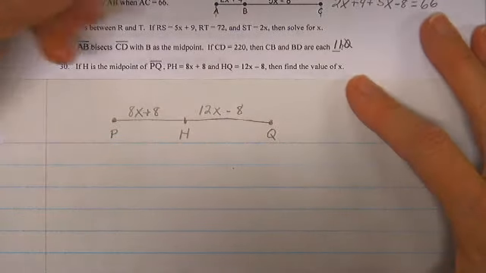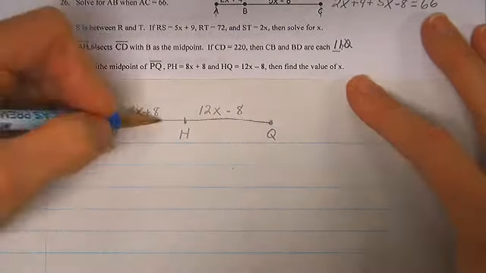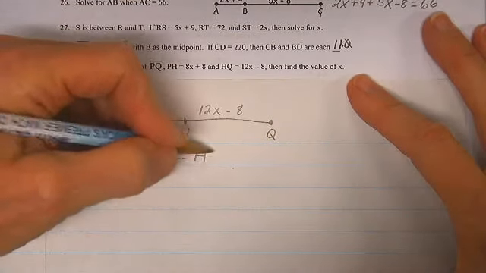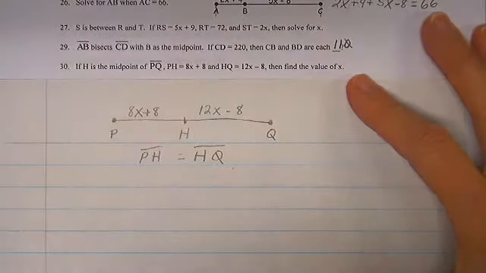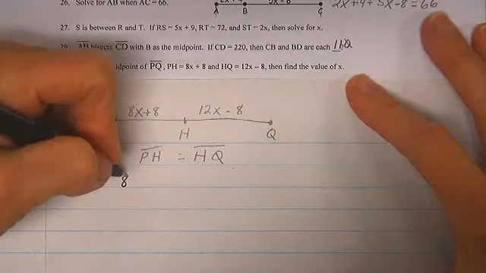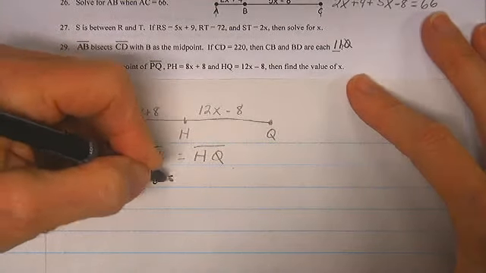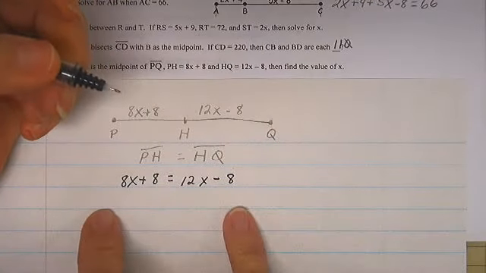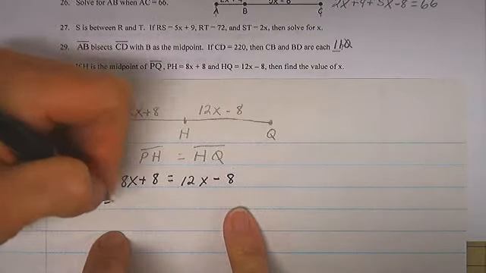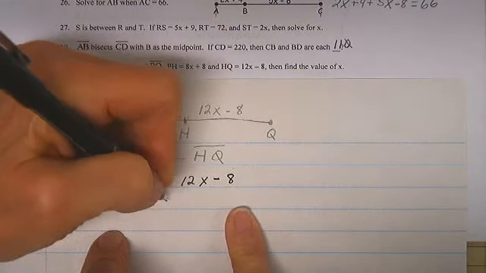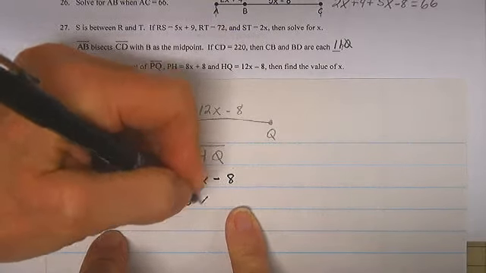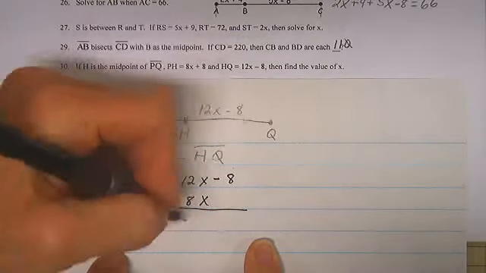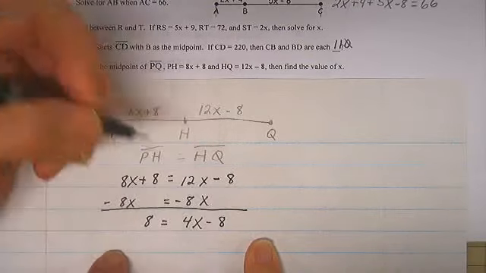What do we know? If H is the midpoint, then PH is equal to HQ. So we have 8x plus 8 equal to 12x minus 8. We want all the x's on one side, so we subtract 8x from each side. Eight is equal to 4x minus 8.